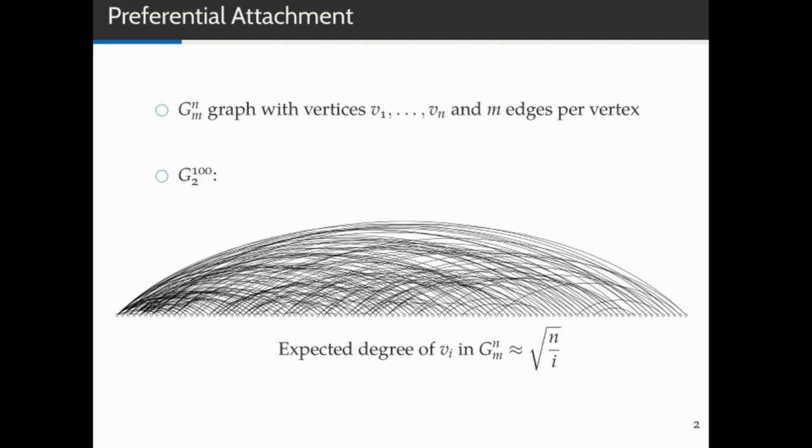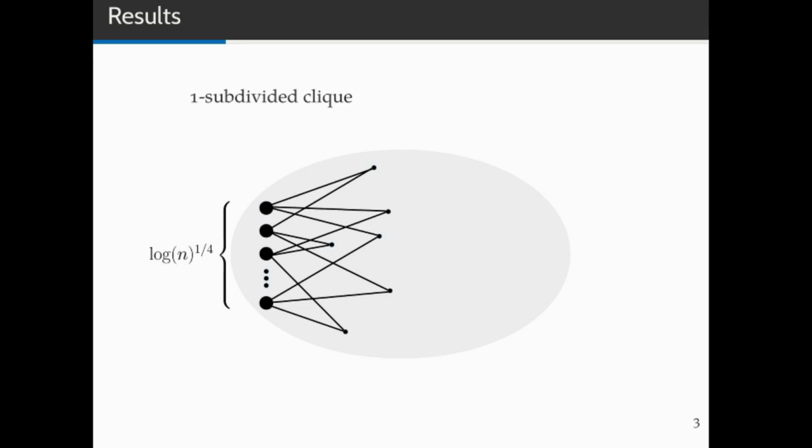Okay, so let's next talk about our results. We characterize the asymptotic structure of preferential attachment graphs in the limit. So this means that in the limit, with probability 1, the graph will have a certain structure.